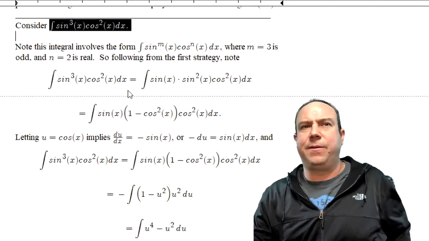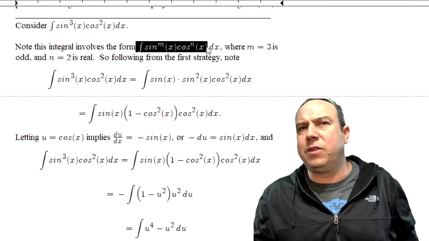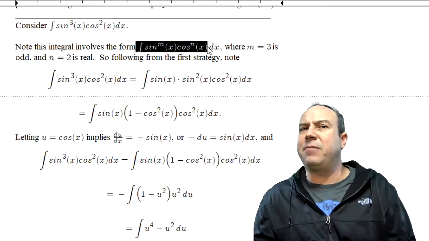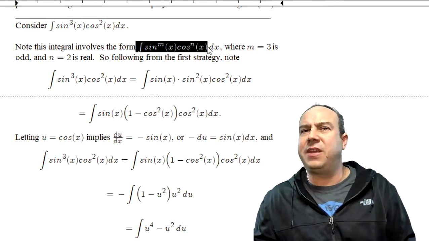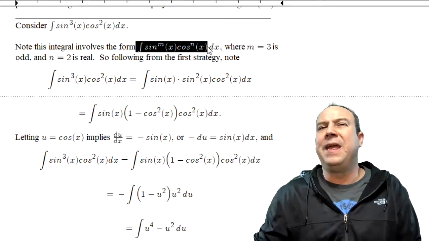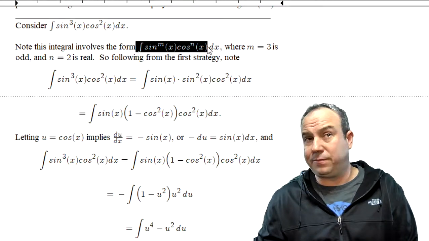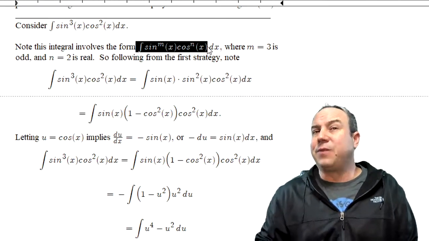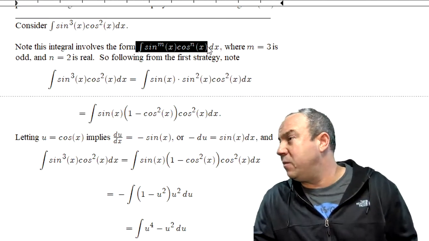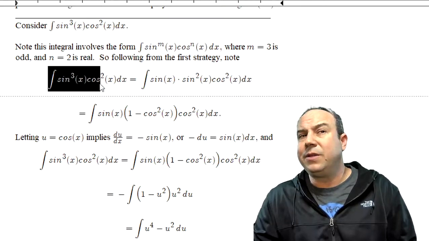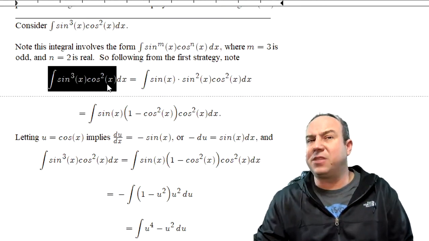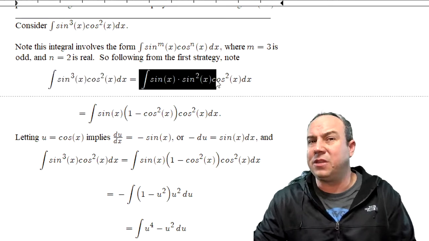This fits the above form, the integral of the sine raised to the mth power of x times the cosine raised to the nth power of x, where m is 3 and odd and n equals 2 and is real. So following from the first strategy noted above, the integral of the sine cubed of x times the cosine squared of x is going to equal this quantity.